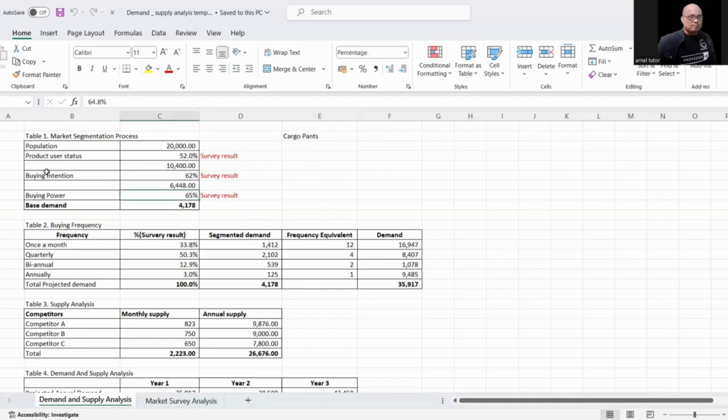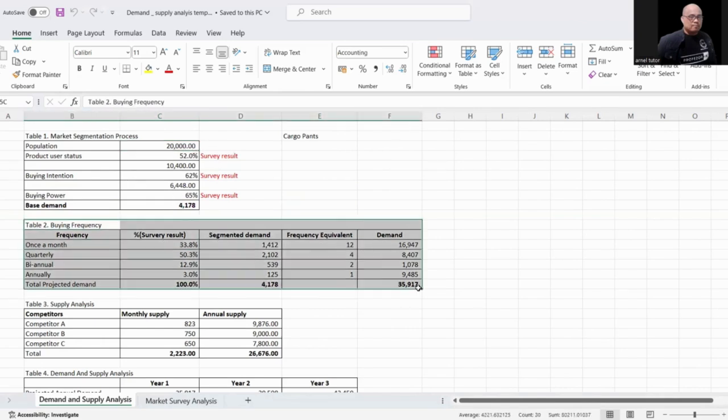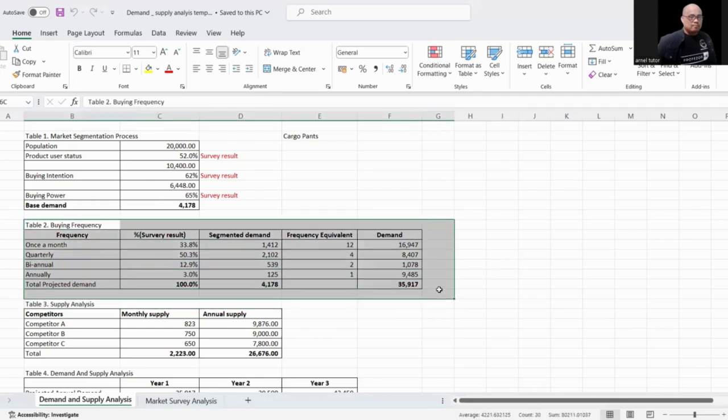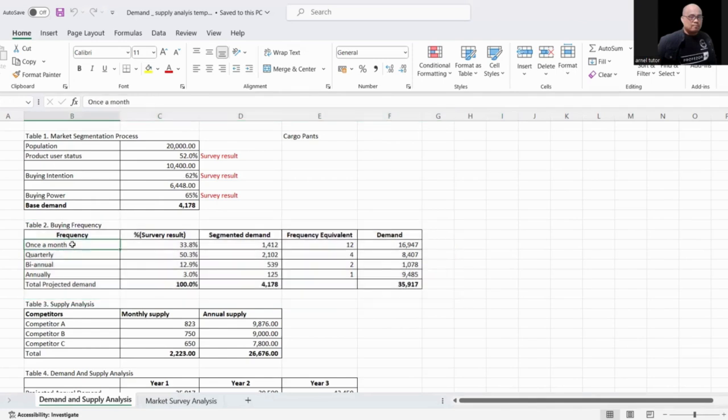Do not be afraid if the number of target customers, the population, is narrowing down, because the buying frequency will do the trick. This is the reason why we need the buying frequency. The buying frequency table is the second table. These are the frequencies: once a month, quarterly, biannually, and annually. Actually, you can modify this if you want daily or bi-weekly. It's up to you, but for the purpose of this presentation, these are the chosen frequencies.